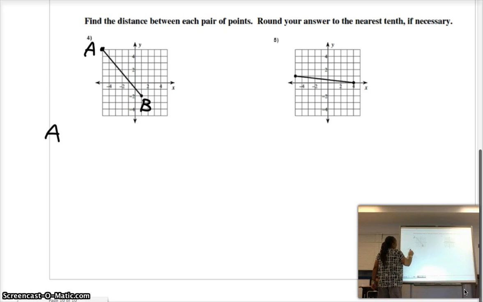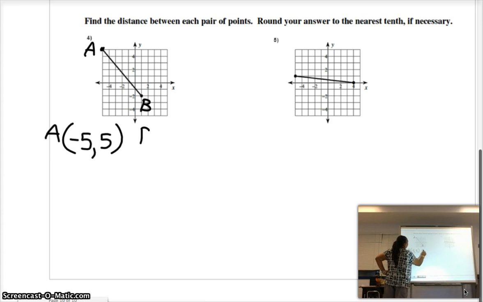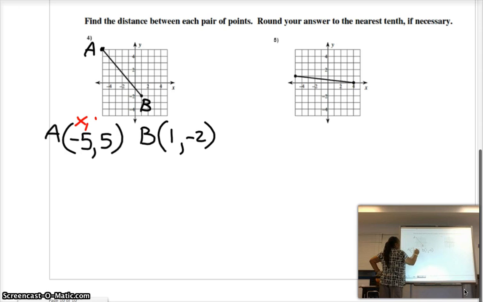So A is at what? Yeah, so what are the coordinates? -5, 5, thank you. And where's B? 1, -2. So now we just do what? x1, y1, x2, y2.